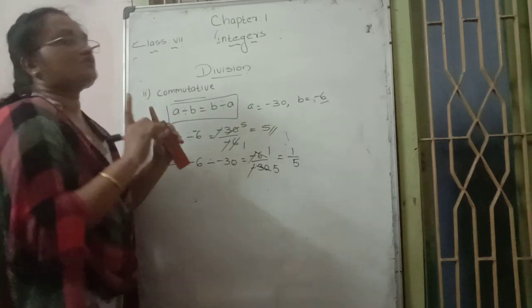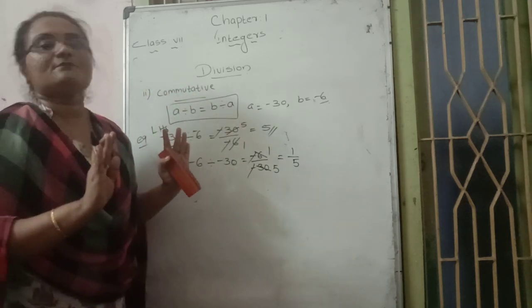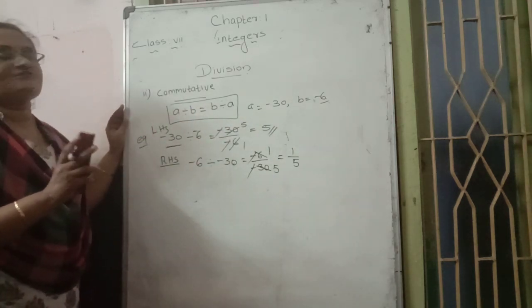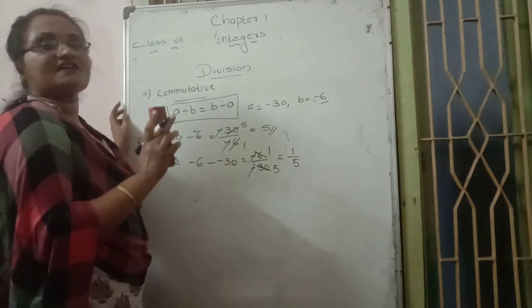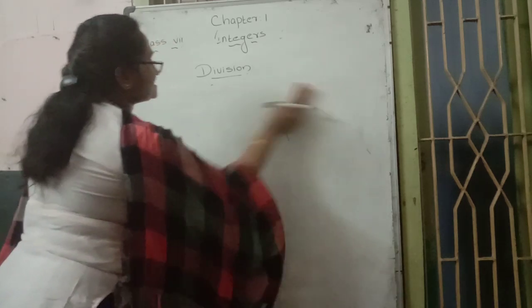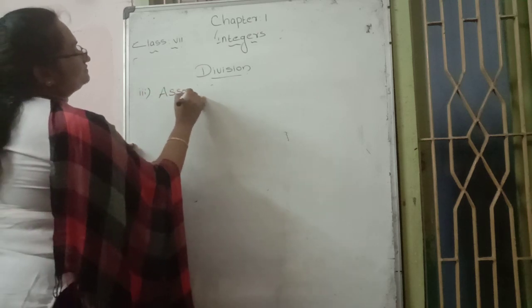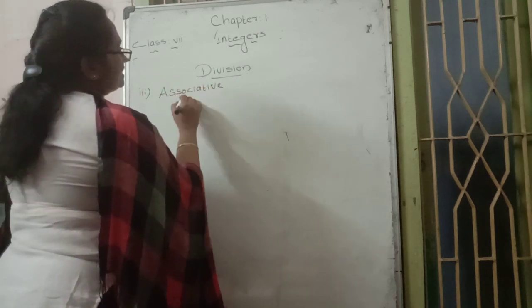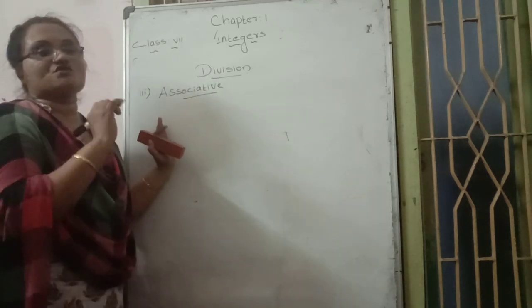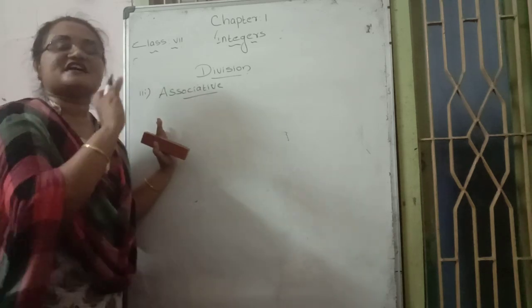Division of integers is not under the commutative property. That is the meaning of this second property: division is not commutative under integers. Then the third rule is the associative property. Division of integers is not satisfied under the associative property.